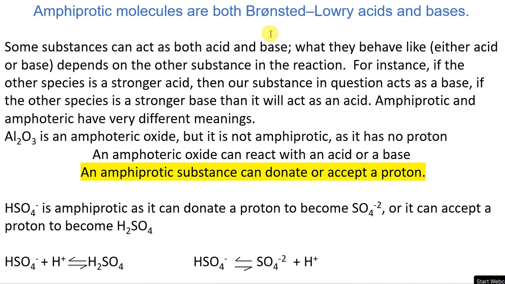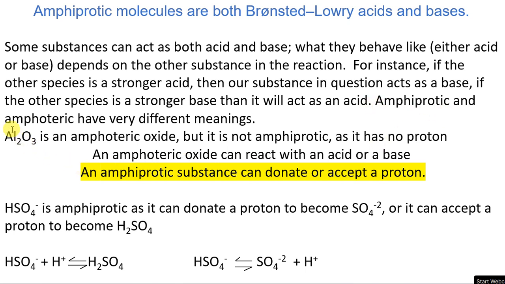Amphiprotic molecules are both Bronsted-Lowry acids and bases. Some substances can act as both acid and base. What they behave like, either an acid or base, depends on the other substance in the reaction. For instance, if the other species is a stronger acid, then our substance in question acts as a base. If the other species is a stronger base, our substance in question acts as an acid.